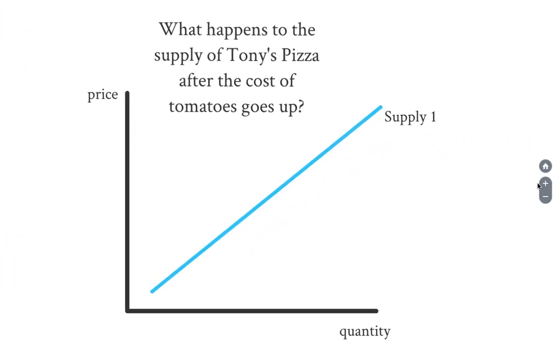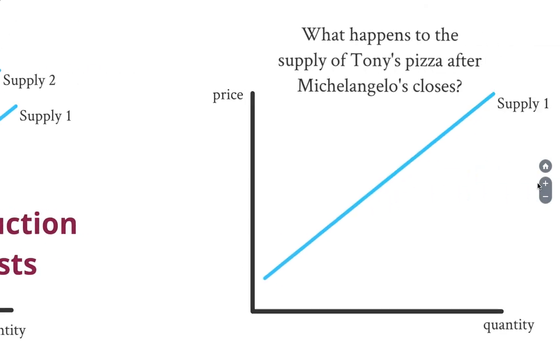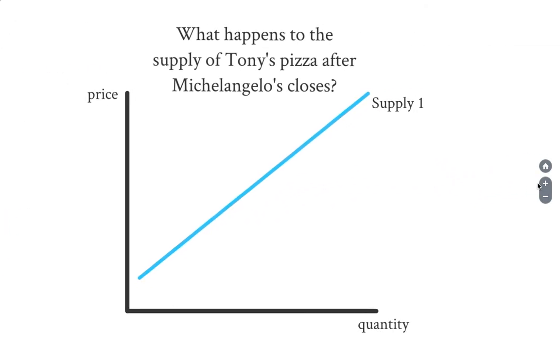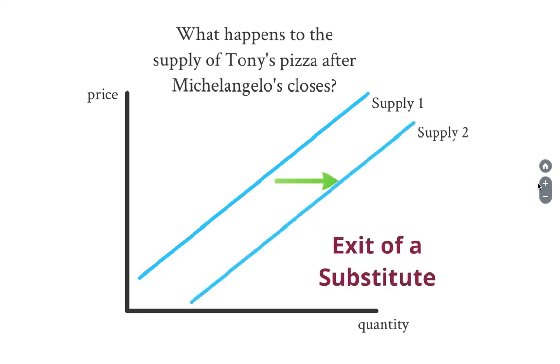So look, what happens to the supply of Tony's Pizza after the cost of tomatoes goes up? Well, the supply is going to go down because it's going to cost him more money to make more pizzas. So he's not going to be able to make as many pizzas when the tomatoes price goes up. Remember, lines move directly left or directly right. What happens to the supply of Tony's Pizza after Michelangelo's closes? Well, it's going to go up because now he's going to make more pizza because his competition went out of business.